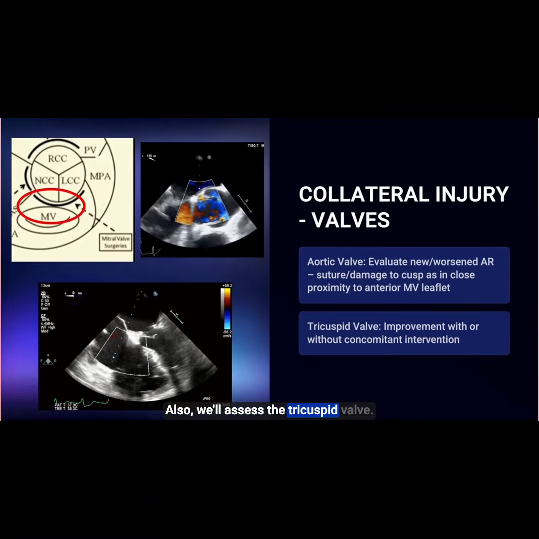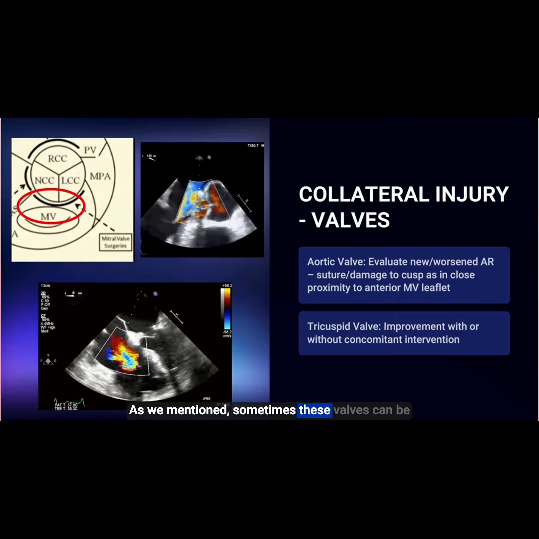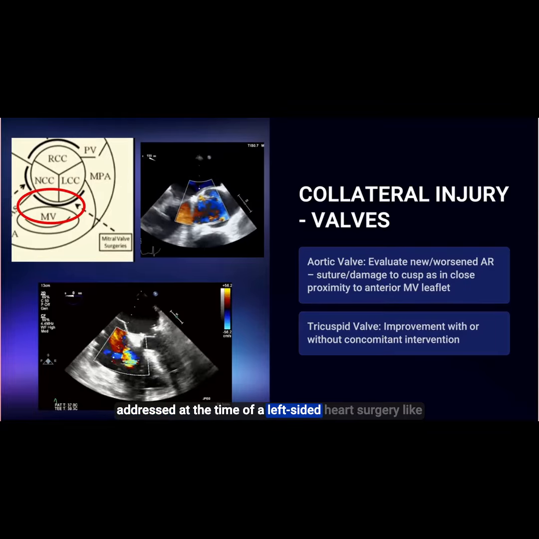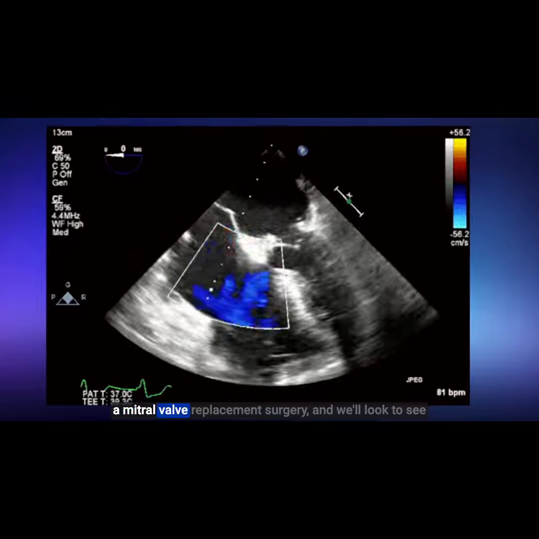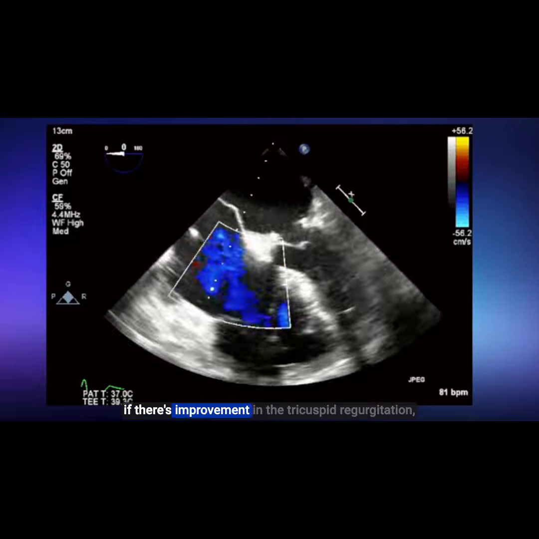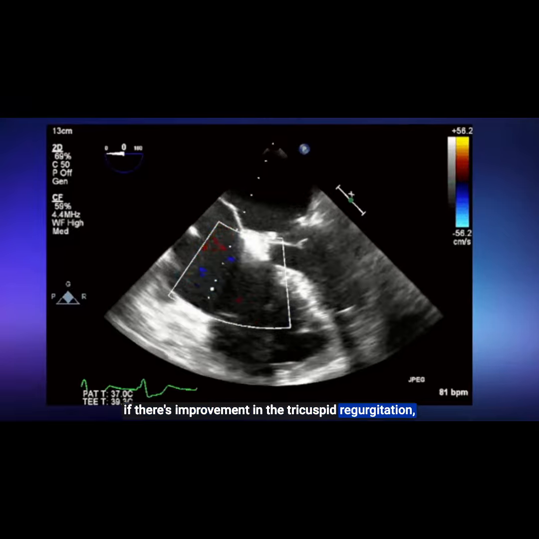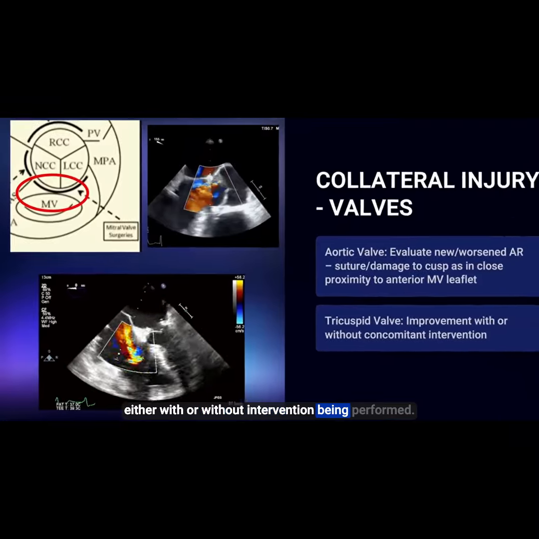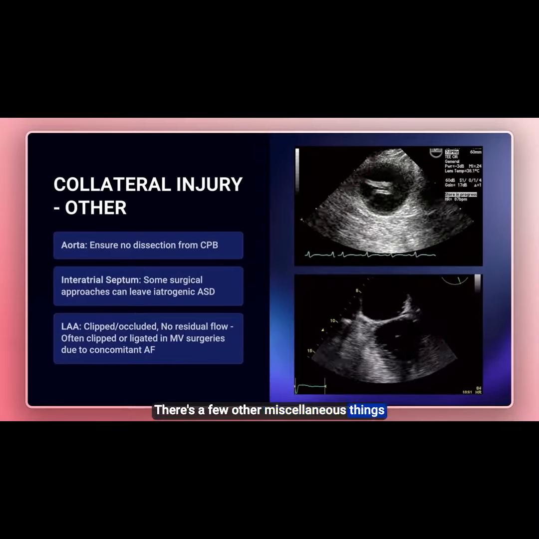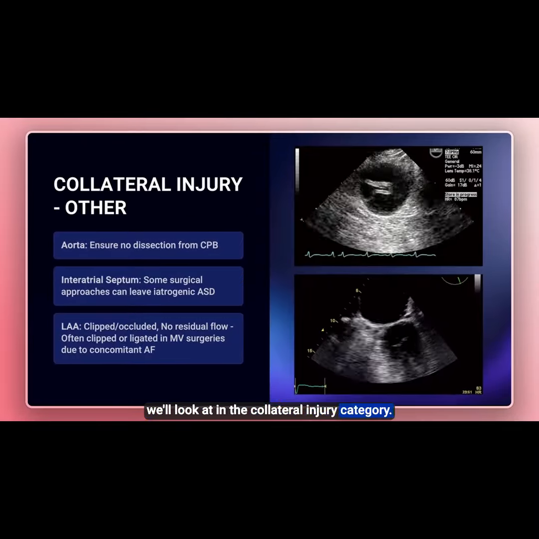Also, we'll assess the tricuspid valve. As we mentioned, sometimes these valves can be addressed at the time of a left-sided heart surgery like a mitral valve replacement surgery, and we'll look to see if there's improvement in the tricuspid regurgitation either with or without intervention being performed. There's a few other miscellaneous things we'll look at in the collateral injury category.